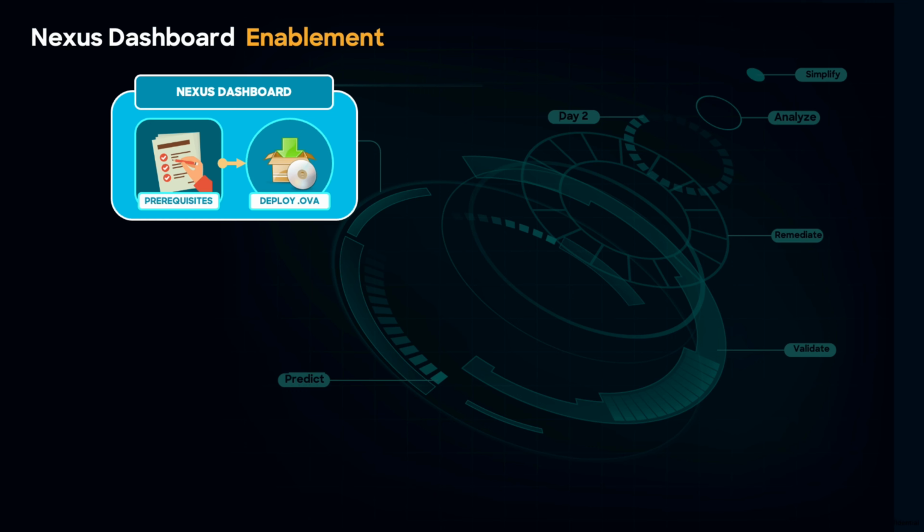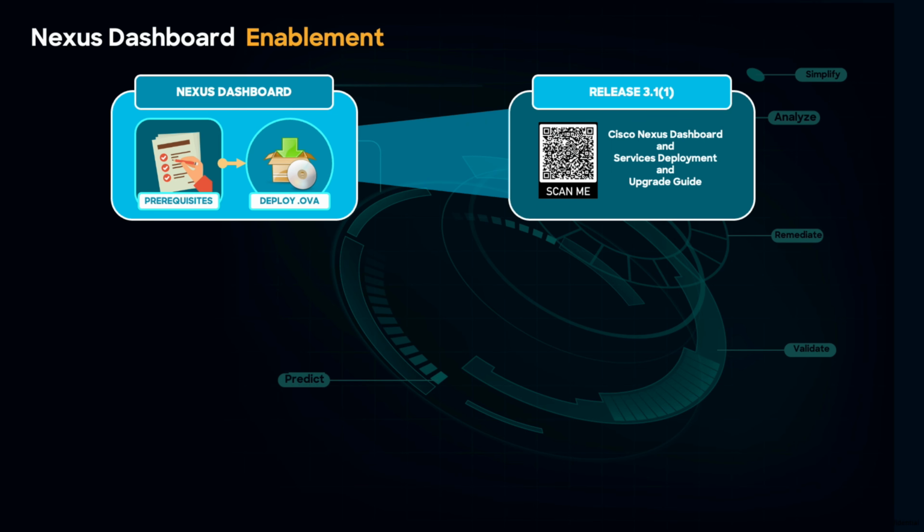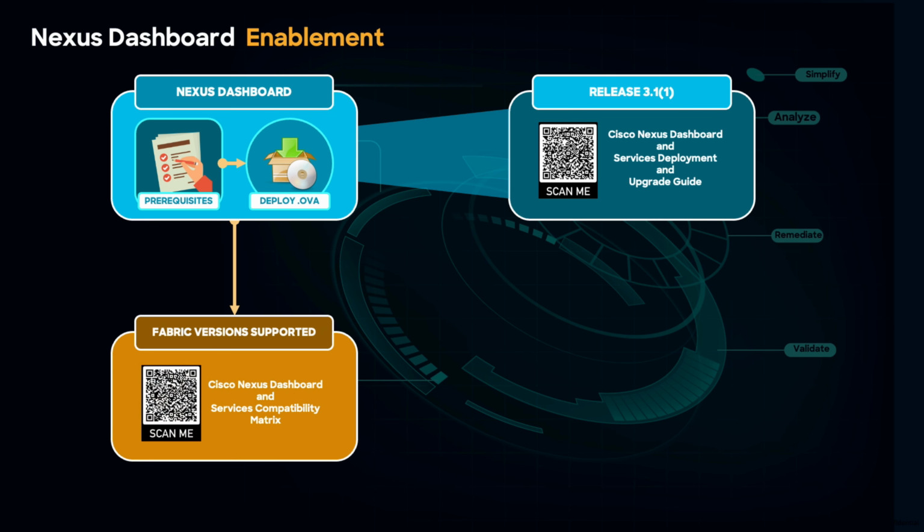Before starting the installation process, let's remember some very important points. First, I'm going to use version 3.1. For more details on the process that I will follow in this video, I invite you to go to the link corresponding to the Cisco Nexus Dashboard and Services Deployment and Upgrade Guide. However, before reaching this point, I hope you have validated that the version of Nexus Dashboard that we are going to implement has full support for the versions of your platforms, for which it is important to visit the Cisco Nexus Dashboard and Services Compatibility Matrix.